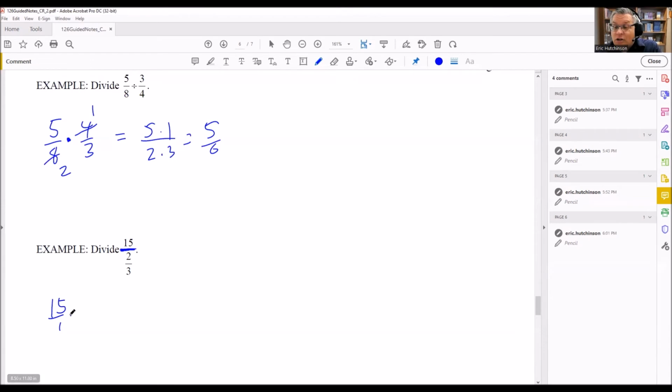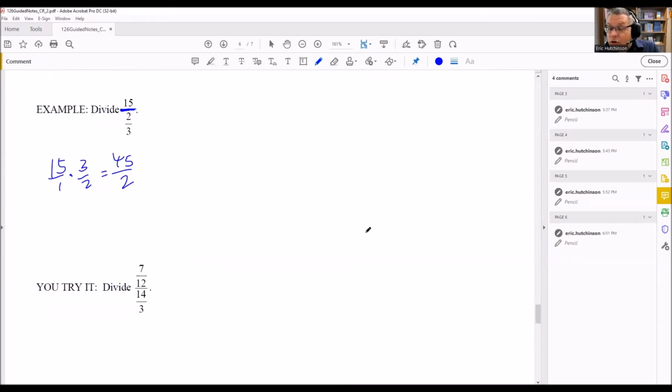So instead of division, we're going to change it to the reciprocal. You take the top fraction, which is 15/1, and multiply it by the reciprocal of the bottom, 3/2. Then you're just going to multiply across the top and across the bottom. So you get 45 on top over 2. Nothing more you can do. That doesn't reduce. I couldn't reduce anything back over here, so that means the final answer can't be reduced, and that would be it. That's the final answer.